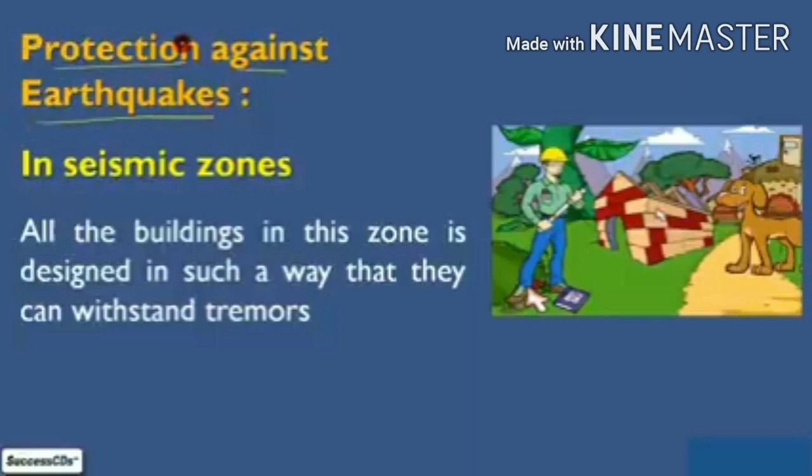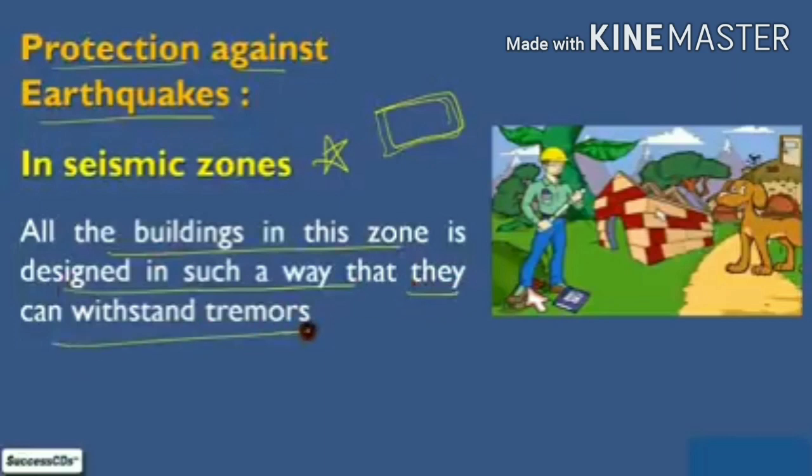Children, as you have learned how much destruction and damage can be caused by an earthquake, you should also know some safety measures. That means you should know what protection should be taken against earthquakes. So first we study the safety measures against earthquakes in seismic zones. Do you know what seismic zones are? Seismic zones are the boundaries or the areas which are more prone to earthquakes. So all the buildings in this zone are designed in such a way that they can withstand tremors.